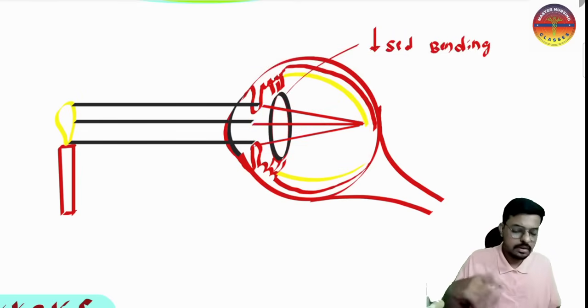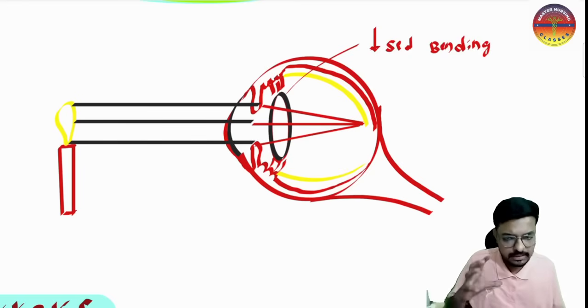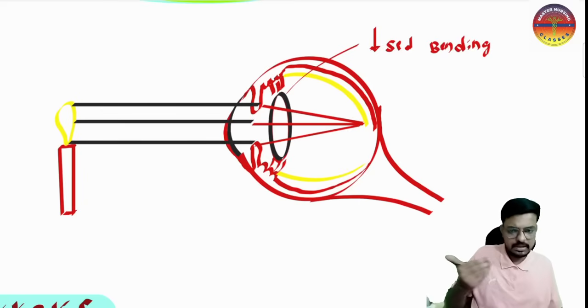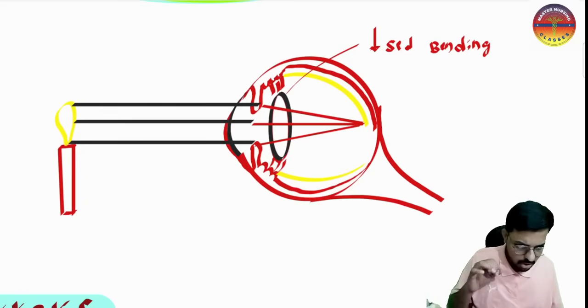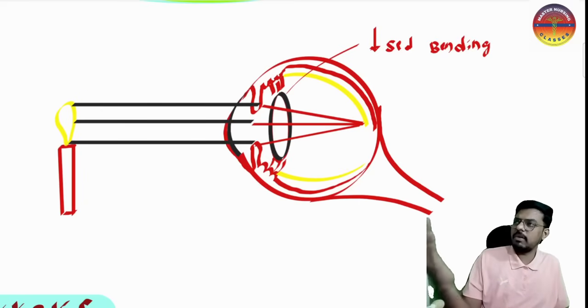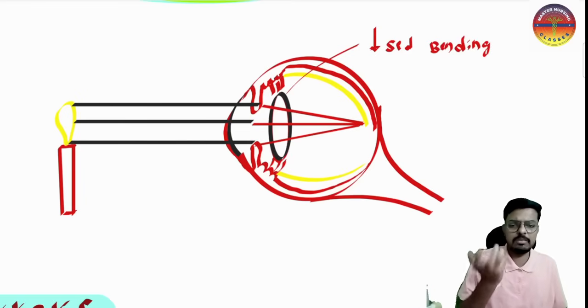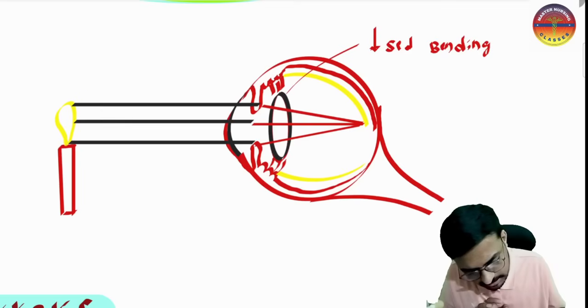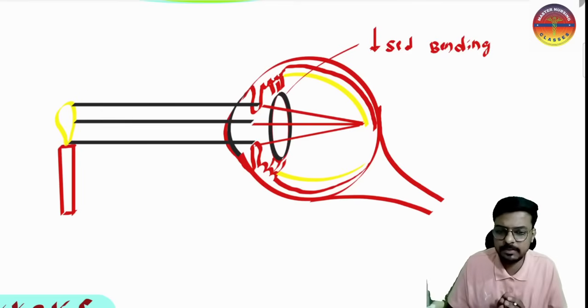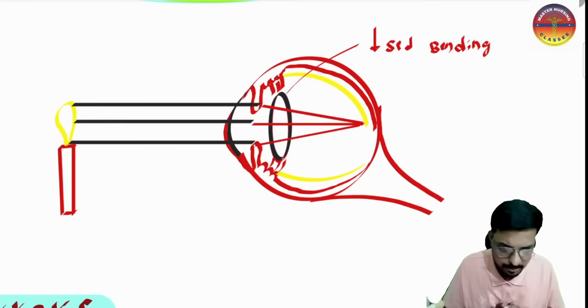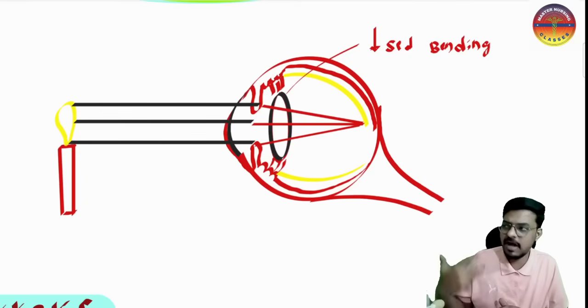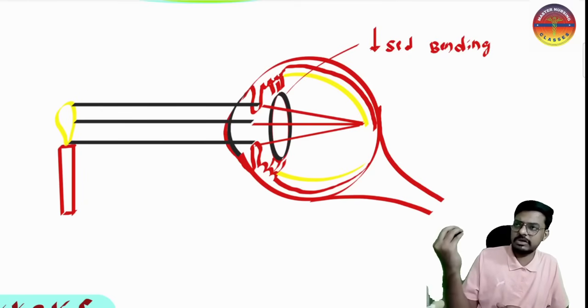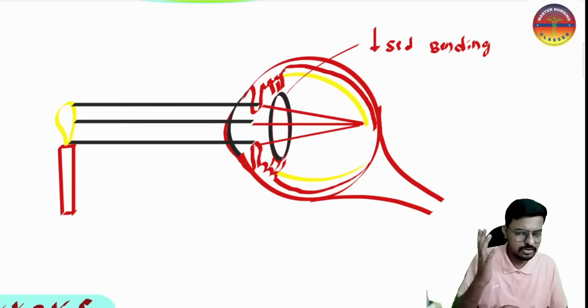So in hypermetropia or hyperopia, the light rays are bending behind the retina. When I keep the object away, the light rays will bend on the retina. It means the object which is far away I am able to see, and the one I am holding near I am unable to see. That is what we call hypermetropia, hyperopia, or farsightedness. In farsightedness, far away images are seen clearly, and near images are not.